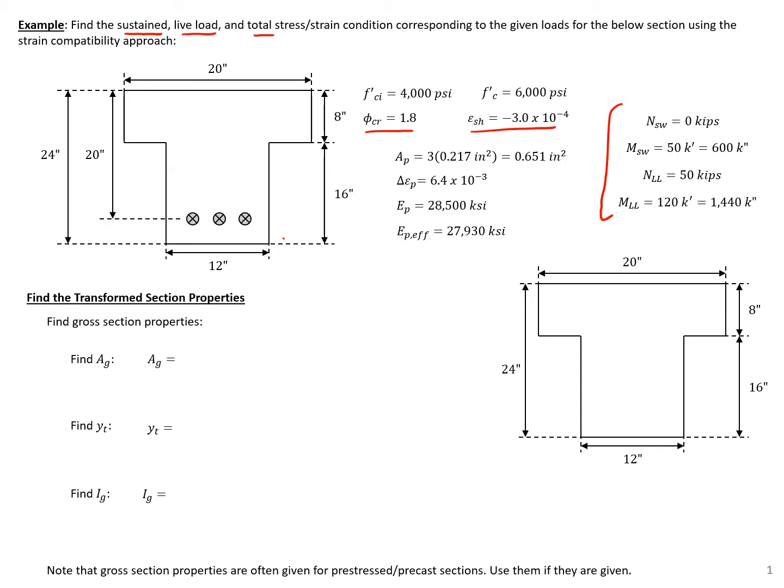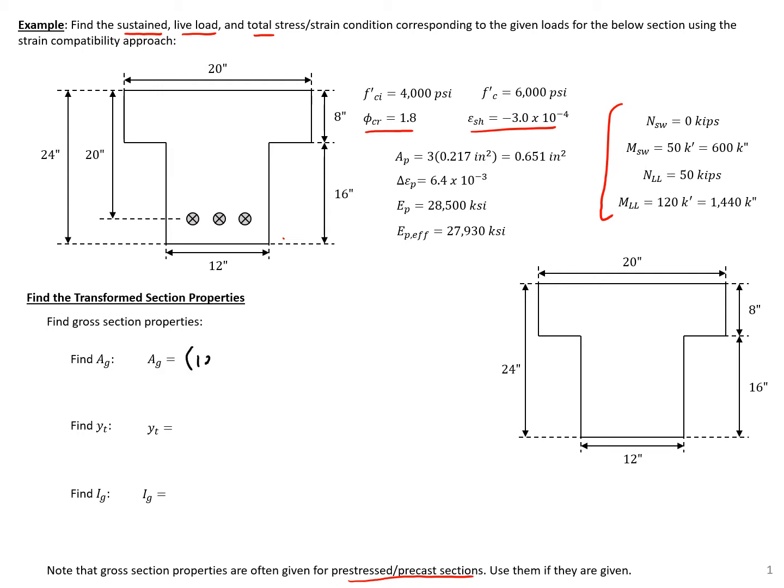So the first step is we're going to find our gross section properties. And we need to find them here because they're not given. Gross section properties are often given for pre-stressed precast sections. And if you are given the gross section properties, you can just use the given properties. You don't need to calculate them yourself. So anyway, we'll start with our gross area.